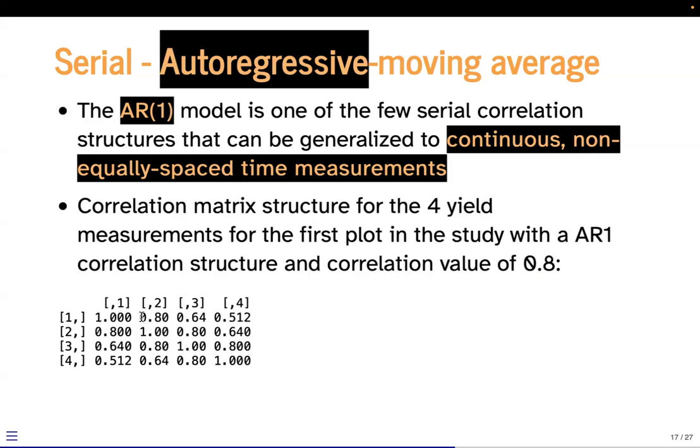But now here it makes more sense, right? Because it's telling you that harvest time one and two have an 80% or a 0.8 correlation. And then one and three have a lower correlation. One and four have an even lower correlation. So it makes sense that things that are farther away are less correlated than things that are closer, either in time or space. So the AR1 is going to be probably one of the most important ones that you're going to be using and exploring as you're modeling repeated measures.